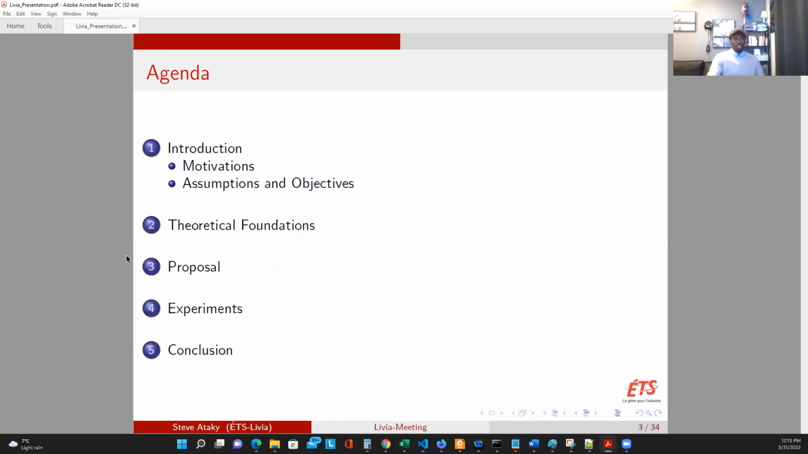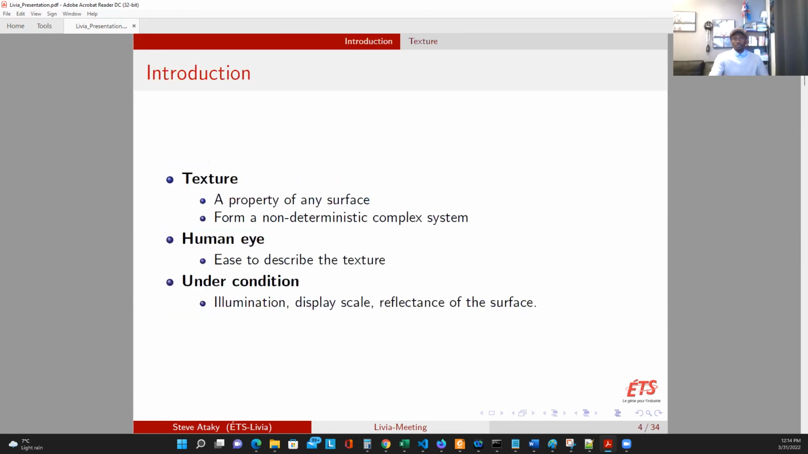So this is the agenda. I'm going to present some motivations and some assumptions that we have made, as well as the objective of the work. I'm going also to present a bit of the theory behind this descriptor, so it is mainly the biological concept. And I will also present the proposal with some case studies that we have applied to verify the performance of the descriptor. I will show some experiment results and some conclusions.